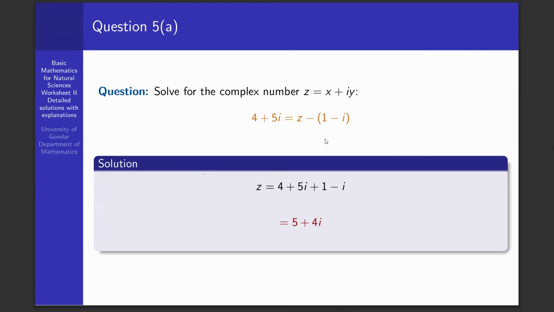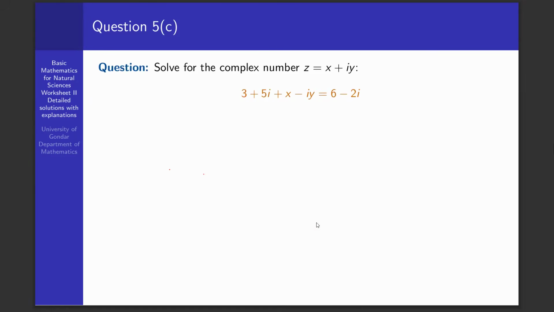So therefore, z could be 5 plus 4i. Next one, that is question number 5c.